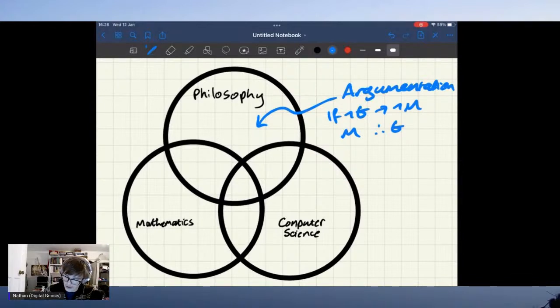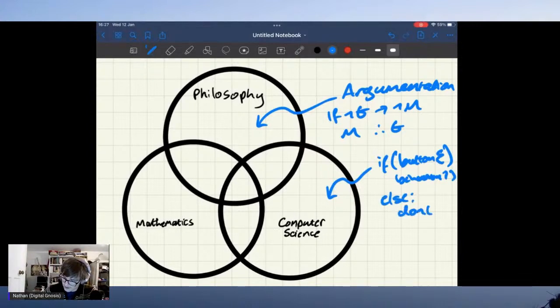In computer science, we might be interested in the logic of, for example, wanting to write some program that captures some behavior on a website. So we might want to say: if button event, then do some behavior, else don't. That's a really basic way of putting things.